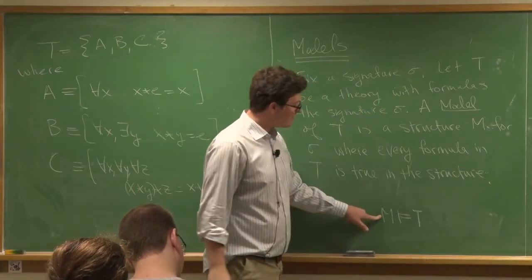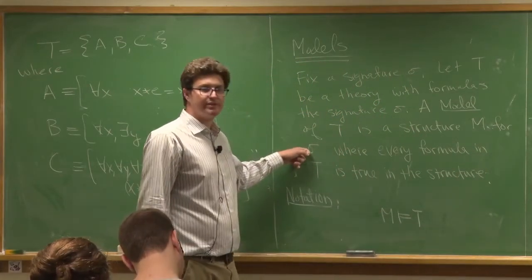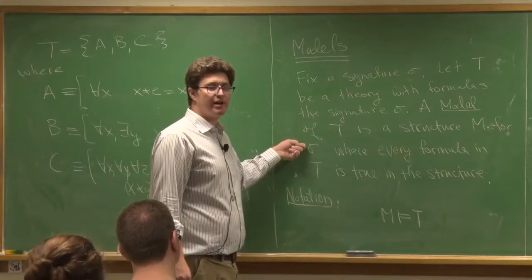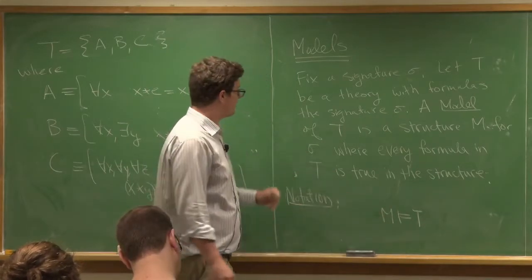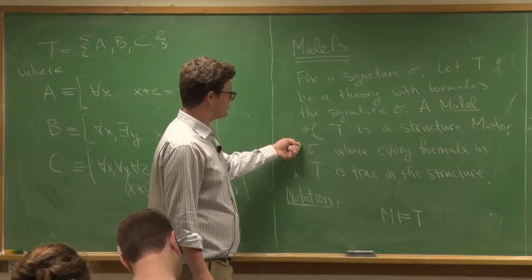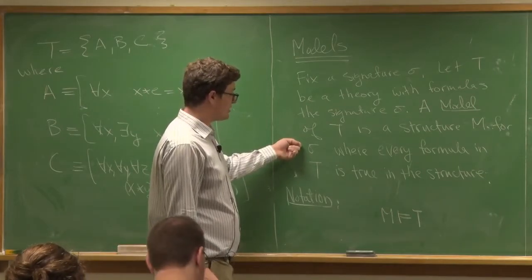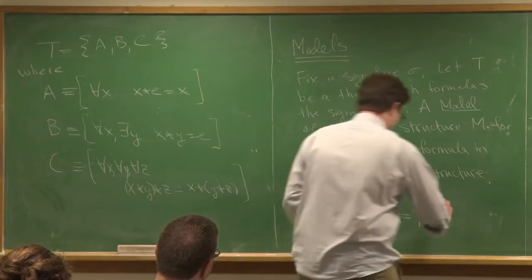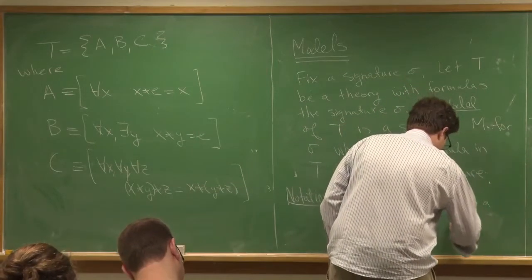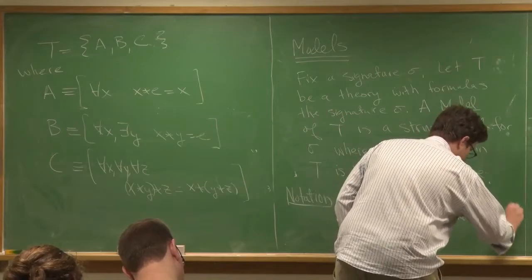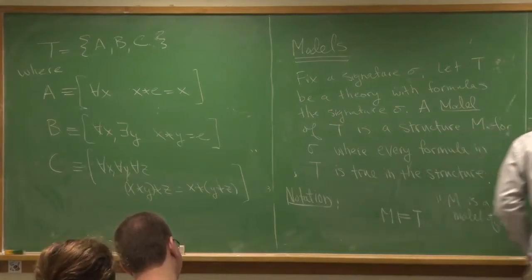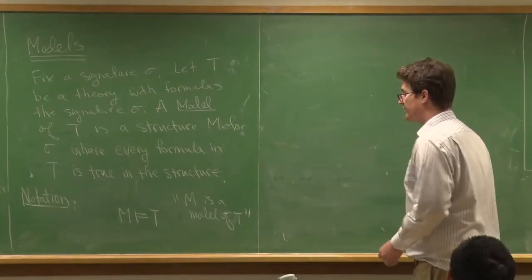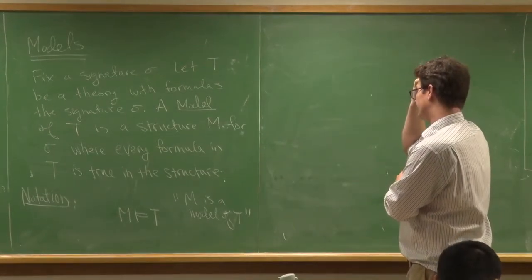okay? When I say M, it really comes with all the data that comes in the signature. So if your signature has a binary operation, your M has a binary operation. If your signature has a constant, M has a special constant in it. If your signature has a function or a relation, like a less than or equal to sign, M comes with a relation or less than or equal to sign. Okay? And so this notation is that M is a model of T. Okay. So this is what a model is.